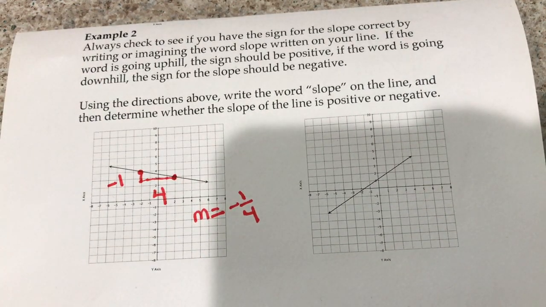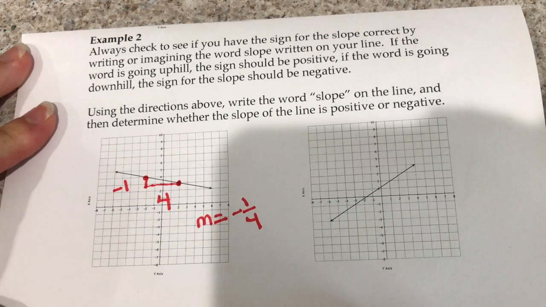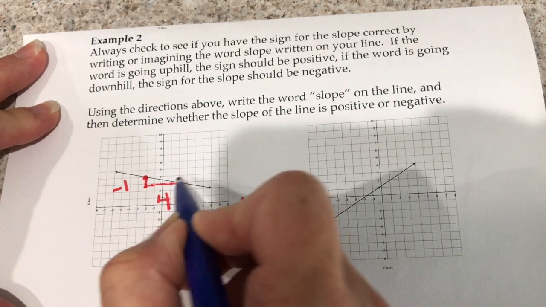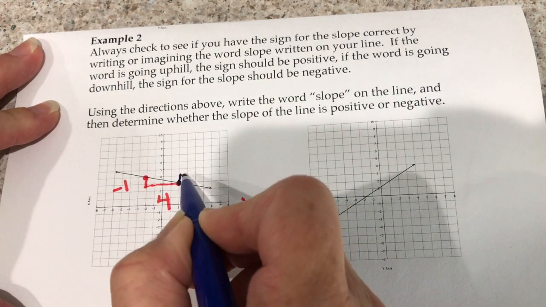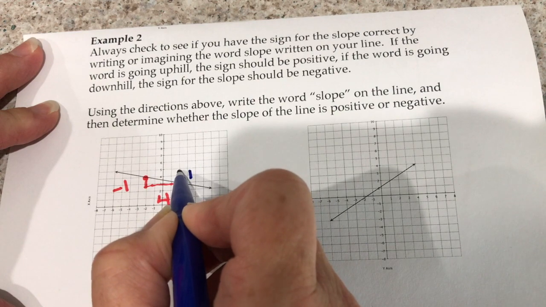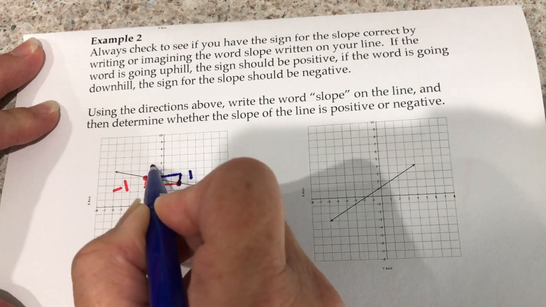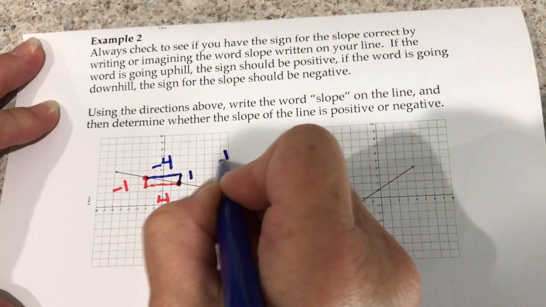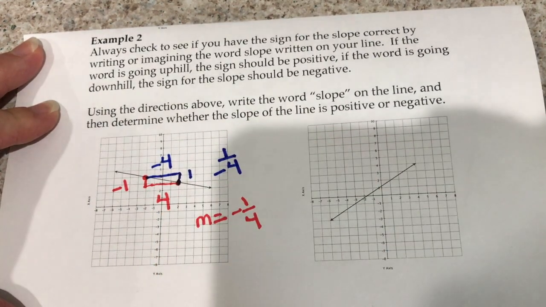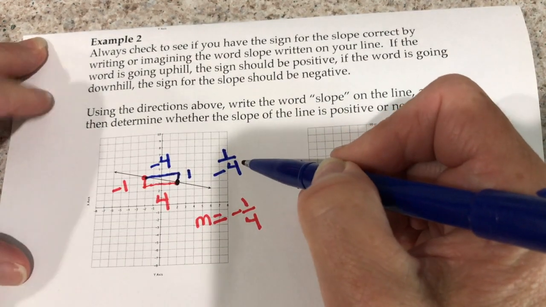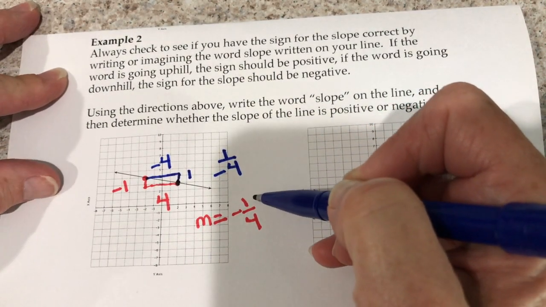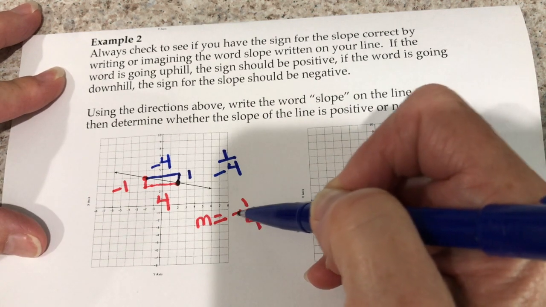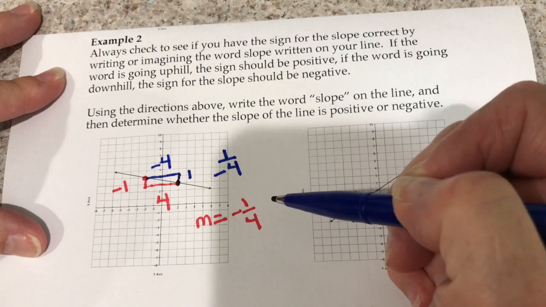Now I could have looked at this line and made my slope triangle on the other side. I could have gone up 1, which would be +1, and then left 4, 1, 2, 3, 4, which would be -4. And that would give me 1 over -4. And indeed, 1 over -4 is the same as -1 over 4. That's why we tend to write the negative sign kind of in the middle.